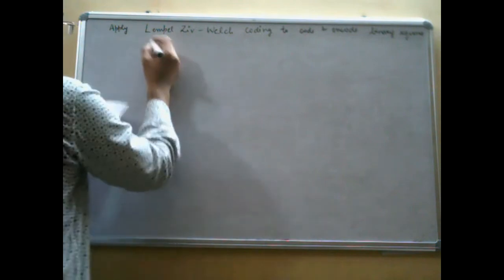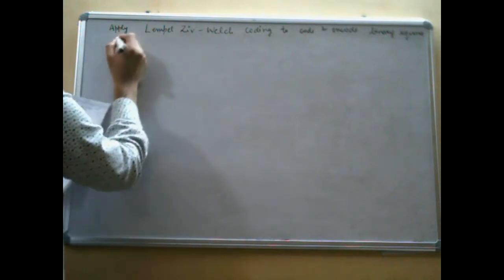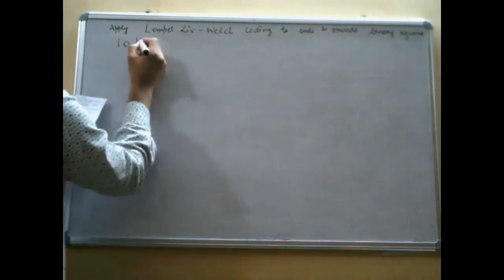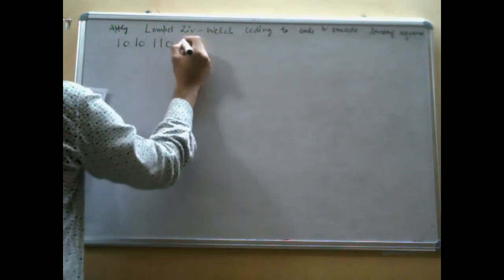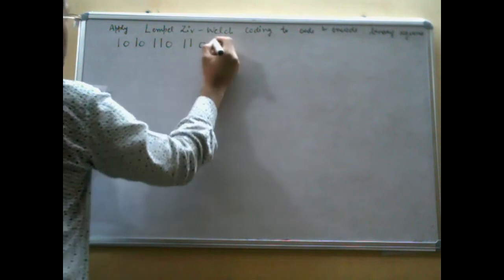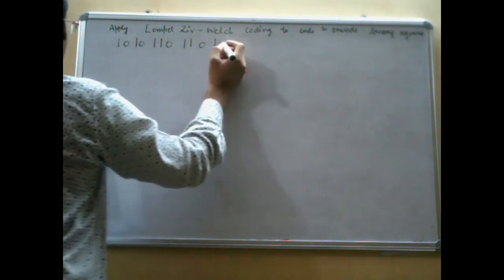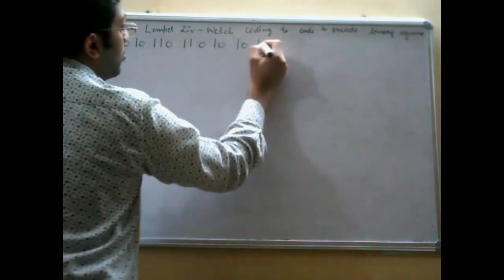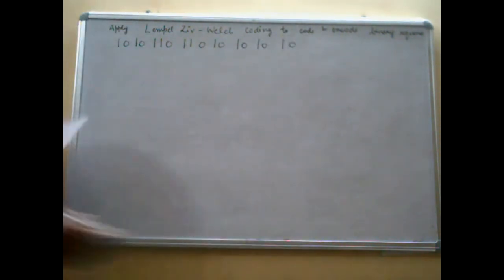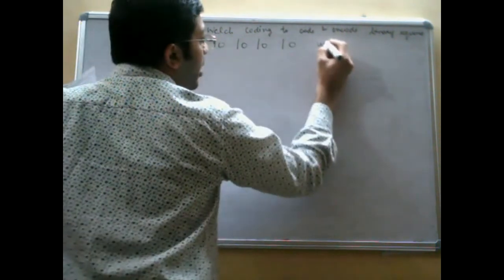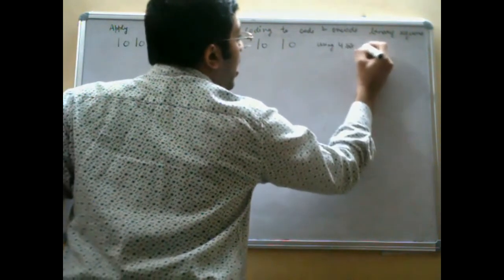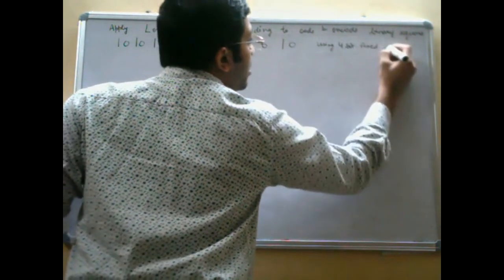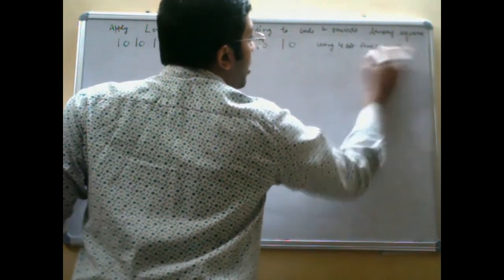What is the binary sequence? See over here, I'm writing it over here. It is 1010, 110, 11010, 10, 10, and 1. You have to do this using 4-bit fixed length code words.